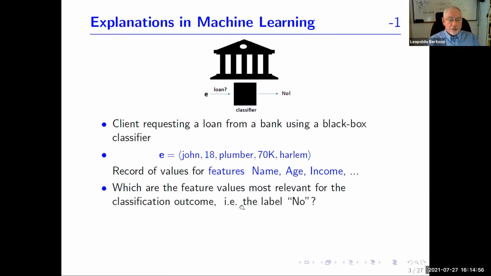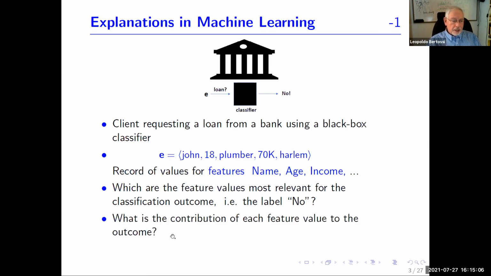The question is, which are the feature values that are most relevant for the classification outcome? That means for the label no that we are obtaining here. And then what is the contribution of the feature value to the outcome? So the most relevant feature, what is the contribution of each particular one to the outcome? These are natural questions we want to answer. And these questions are at the very core of explainable AI.